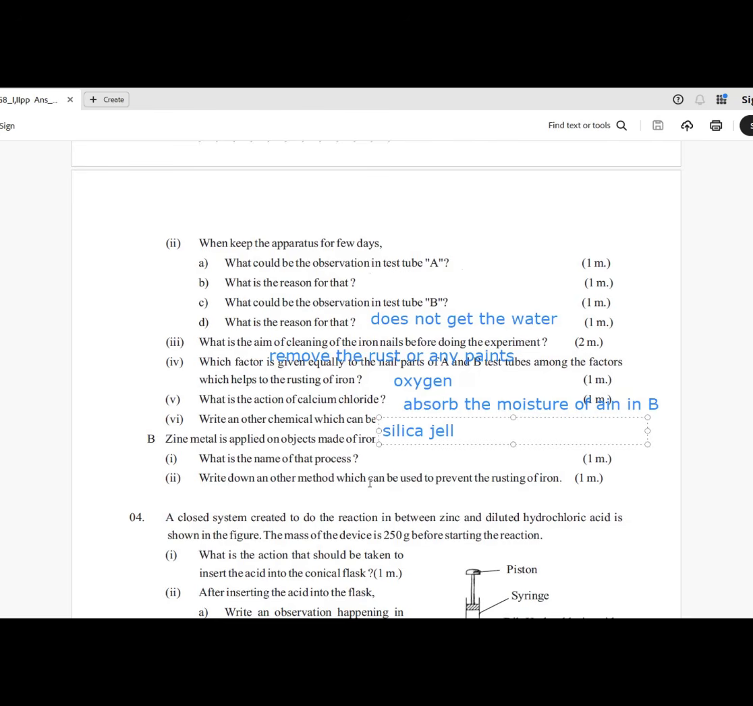B part. Zinc metal is applied on objects made of iron in order to protect them from rusting. What is the name of this process? We call it galvanizing. Write down another method which can be used to prevent the rusting of iron. Applying paints.